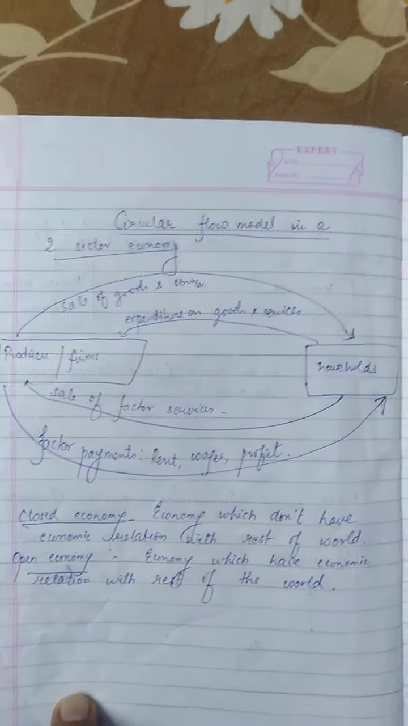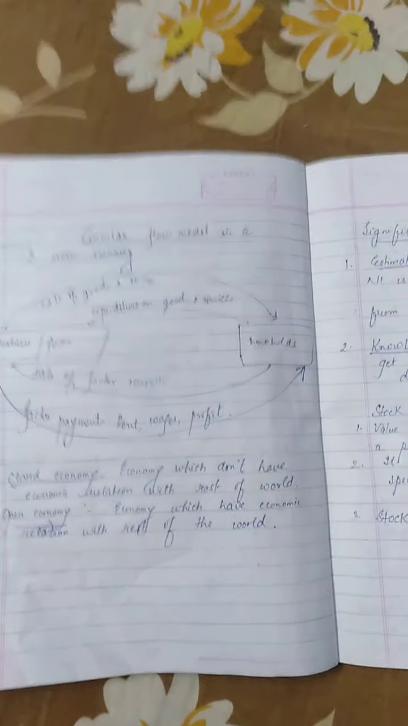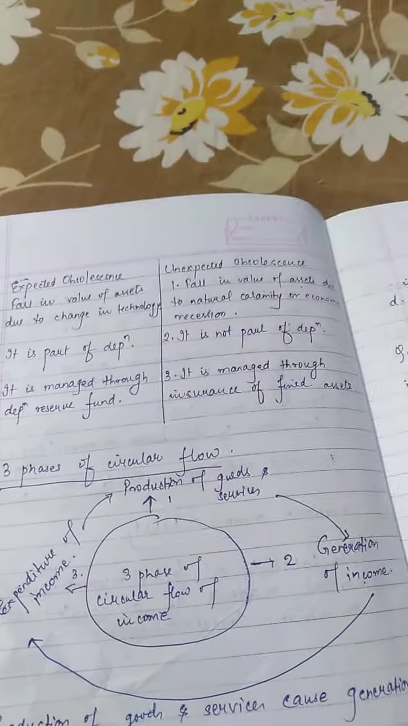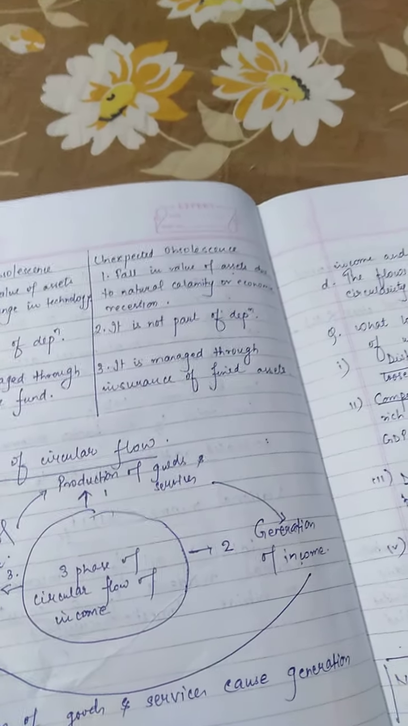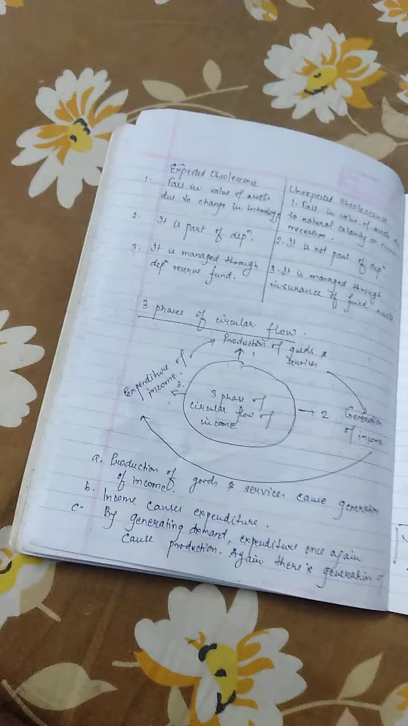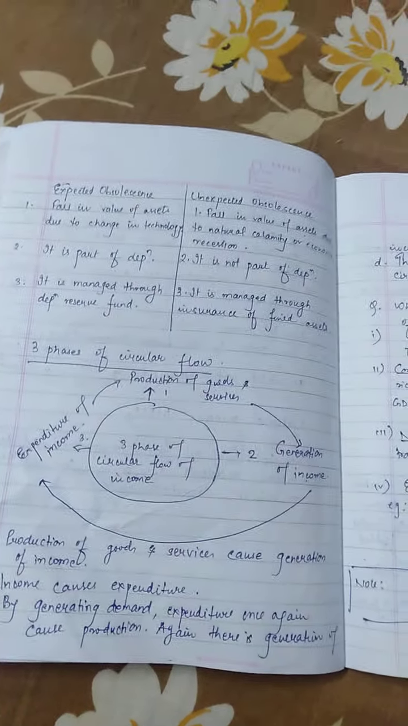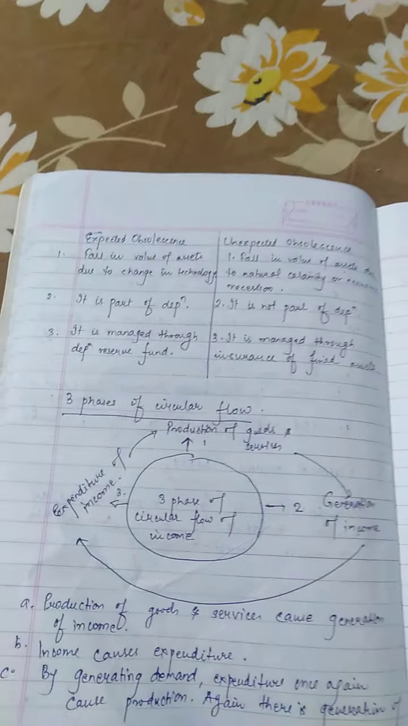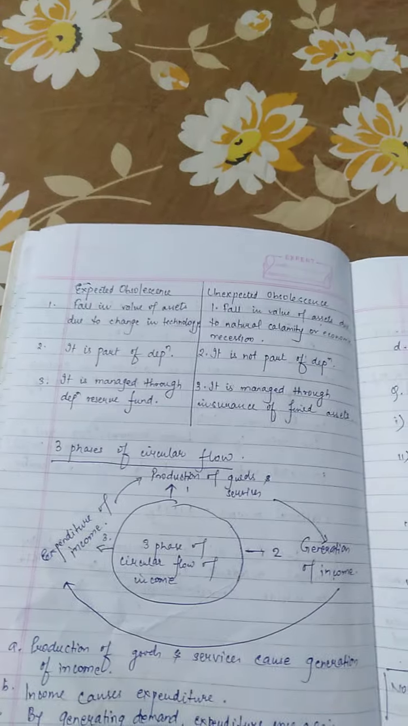The next one we are going to talk about is the circular flow model in a two sector economy. Before I go into this diagram, let me tell you that there are three phases in circular flow. Circular flow of income is that flow in which there are three regular activities happening in an economy.